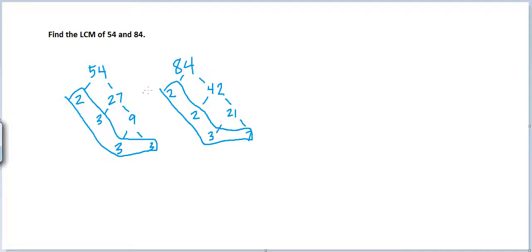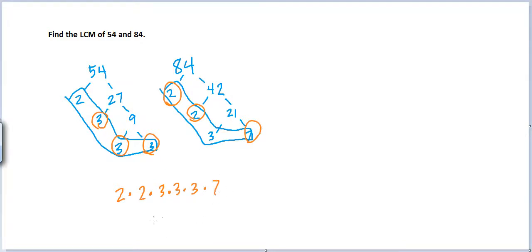So the LCM says which one has the most 2's. Alright, there's 2 2's right here, so my LCM needs to have 2 2's. Now which one has the most 3's? This one has 1, this one has 3 3's. So I need to get 3 3's. Alright, now which one has the most 5's? There's no 5's anywhere, and the only other number is 7. This one has a 7 and this one does not, so we need a 7.